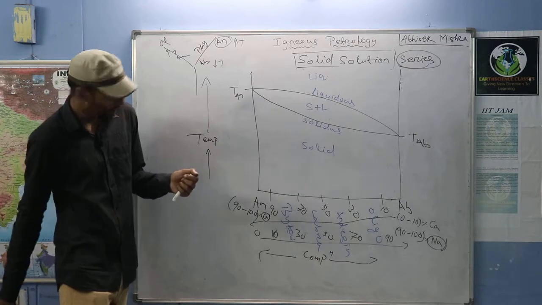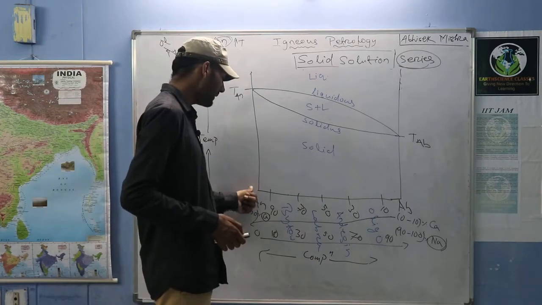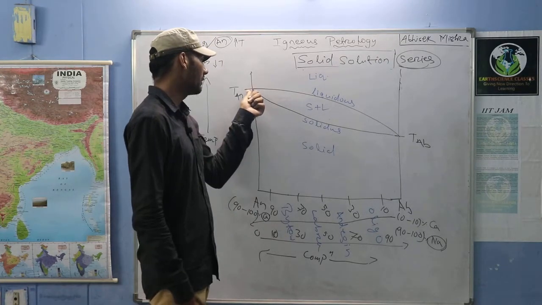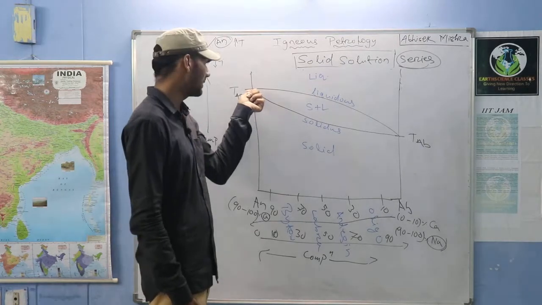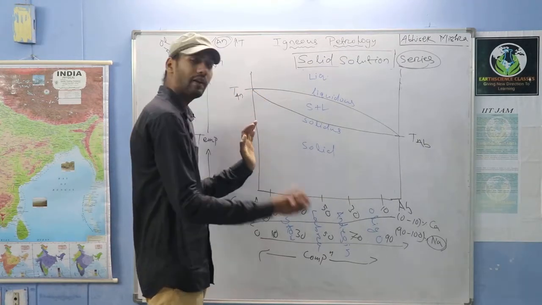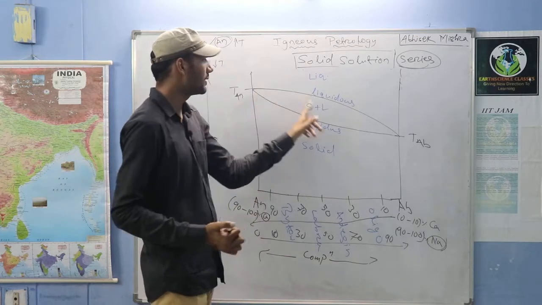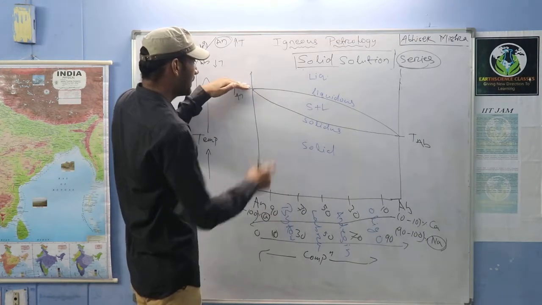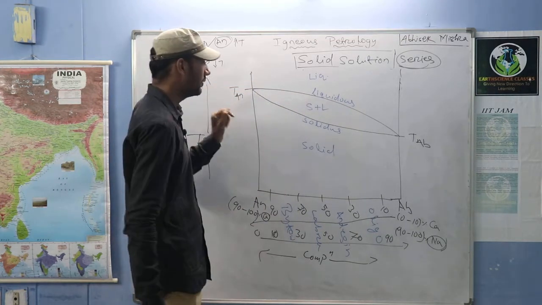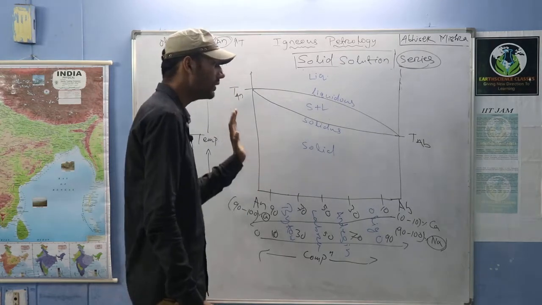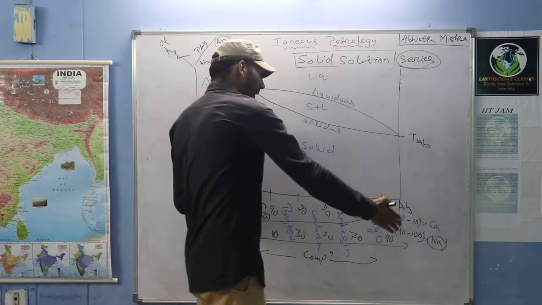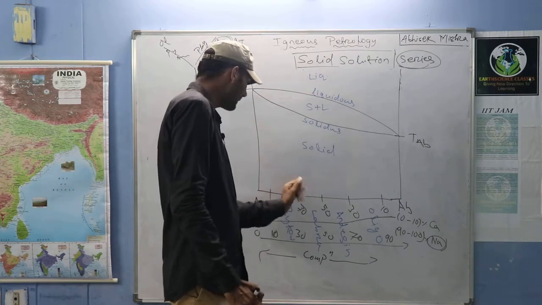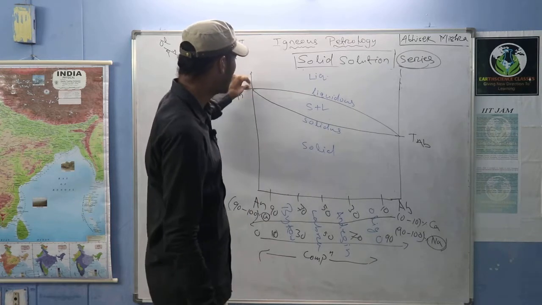Why this happens I have already told. If there is pure calcium or pure anorthite, it will crystallize at this temperature. If I am adding something, if I am adding sodium percentage, the temperature will decrease. As you can see, from here to here the temperature has decreased. Here it is the temperature, here it is the temperature. So if I am adding albite to the pure anorthite, that means the composition will move towards this. As you can see, it is 100% anorthite, temperature is here.